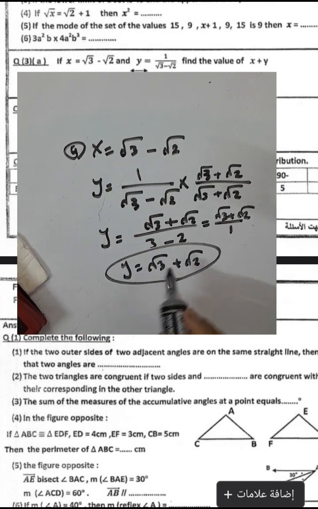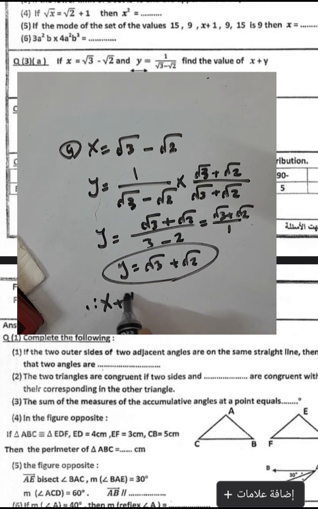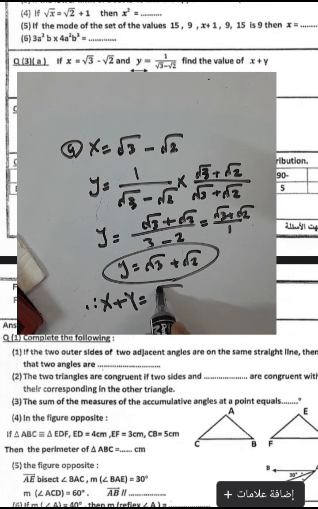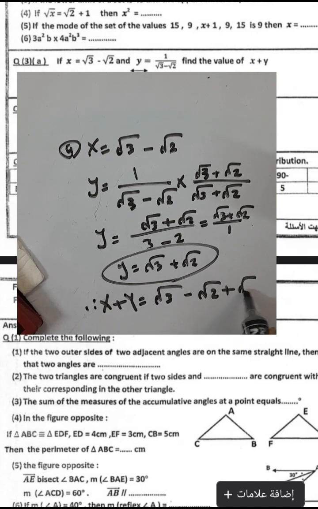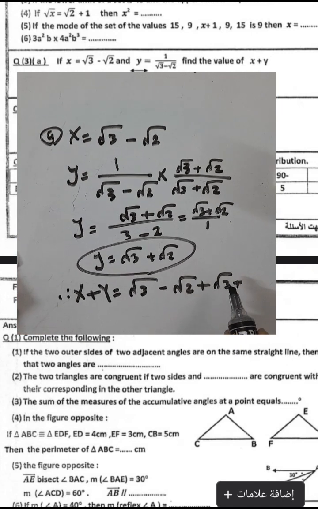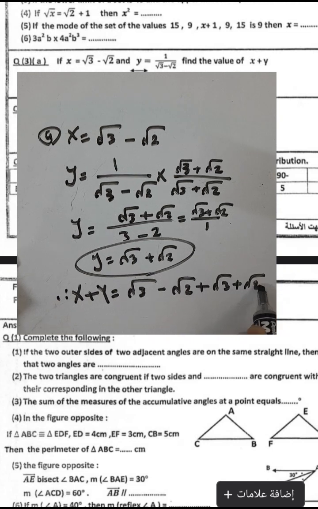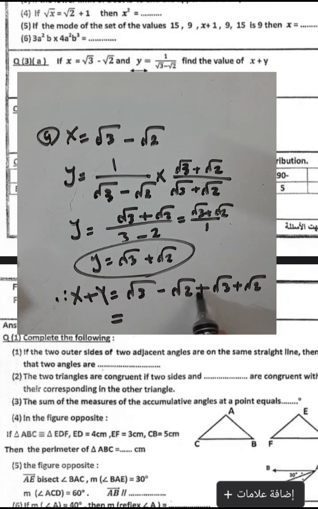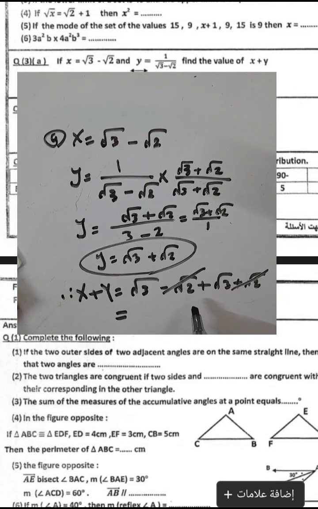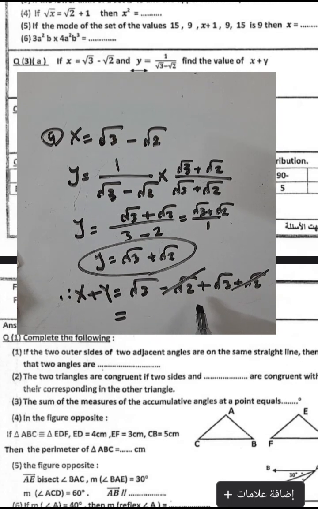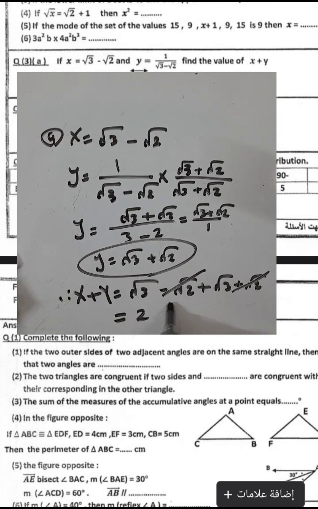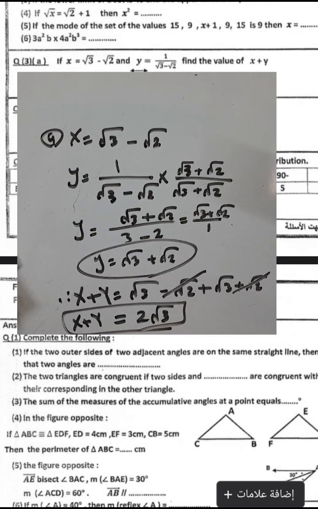You want to find the sum of x and y. X here root 3 minus root 2 plus y root 3 plus root 2. Then we can cancel root 2 by negative root 2, using commutative and associative properties, root 3 plus root 3, it will be 2 root 3. It's the value of the sum of x and y.